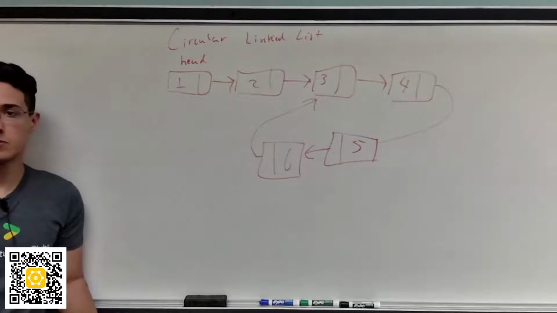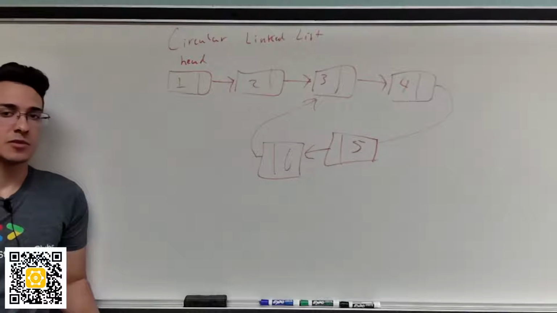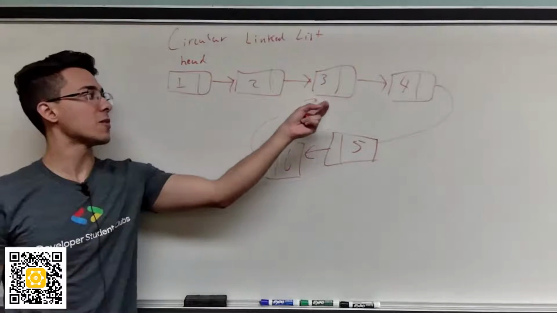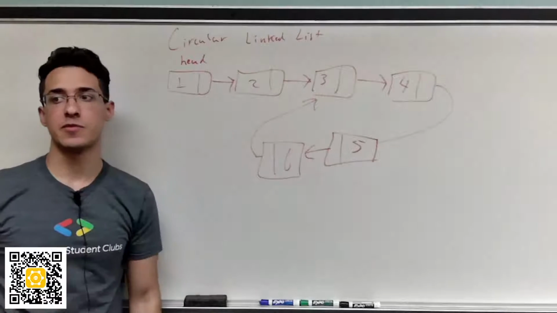Is this circular? Some of it. So part of it is cyclic. So you can get from here to here, and then there exists a cycle in there, right? There's a loop.